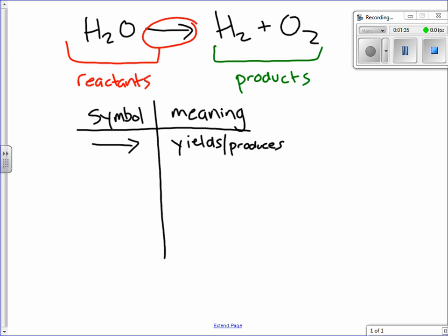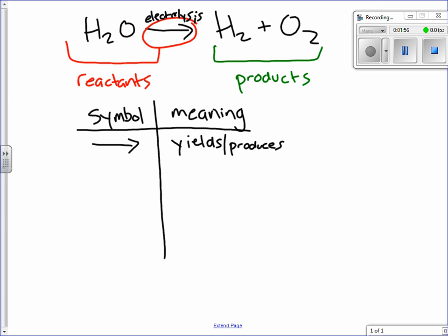So water decomposing, which it really decomposes through something called electrolysis. Obviously, if you leave a cup of water out, it's not going to spontaneously burst into hydrogen and oxygen. Anyway, the arrow means yields or produces. So it's the reactants producing the products.